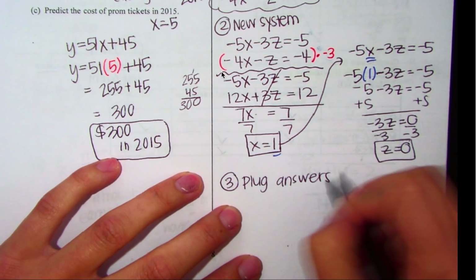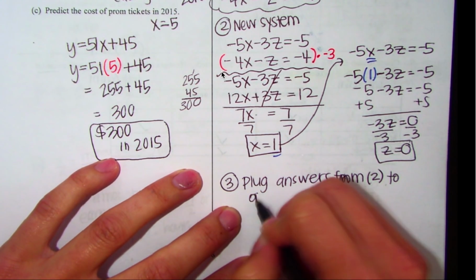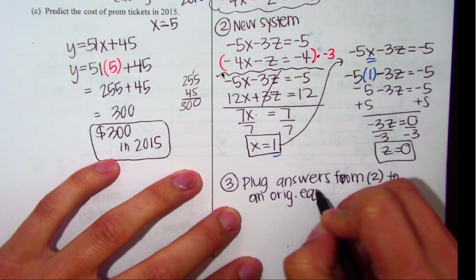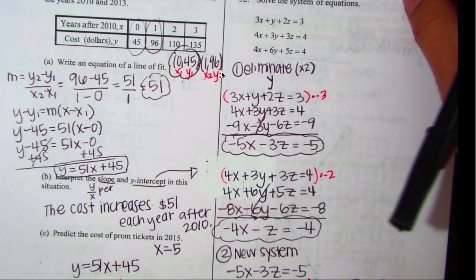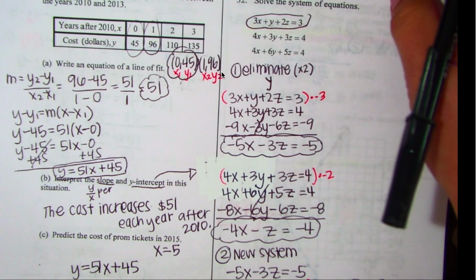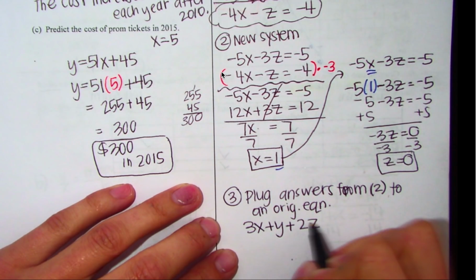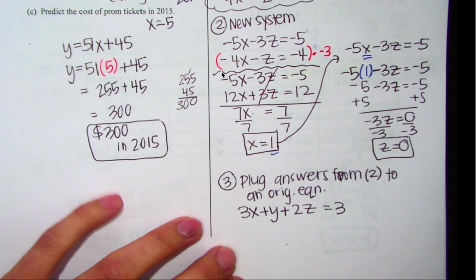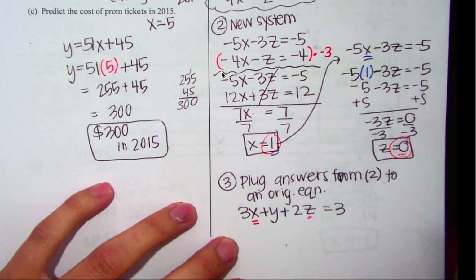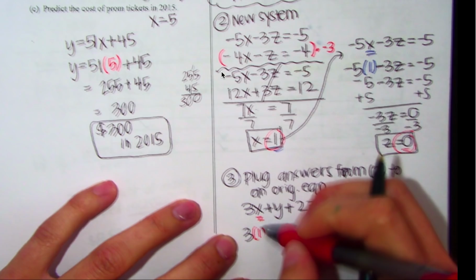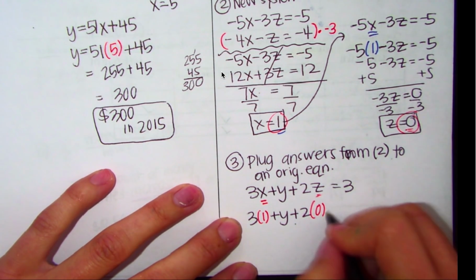So we're plugging in our answers from step 2 to an original equation. So that's going to be one of these first 3 that we started with. So I'll just go ahead and use the top equation, and I'm going to plug in what I have. So that top equation, 3x plus y plus 2z is equal to 3. I'm going to replace x with 1, and I'm going to replace z with 0. So it'll be 3 times 1 plus y plus 2 times 0 is equal to 3.